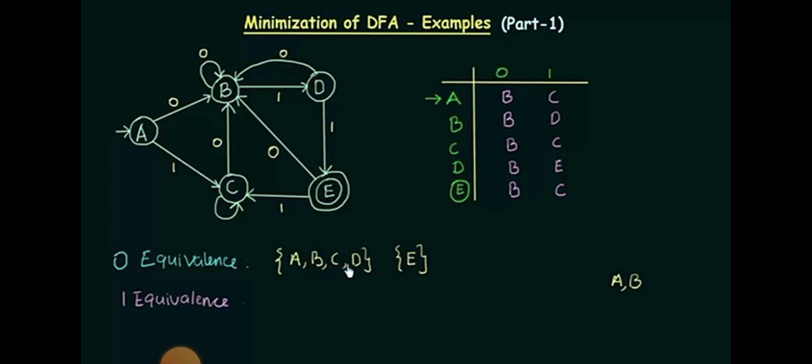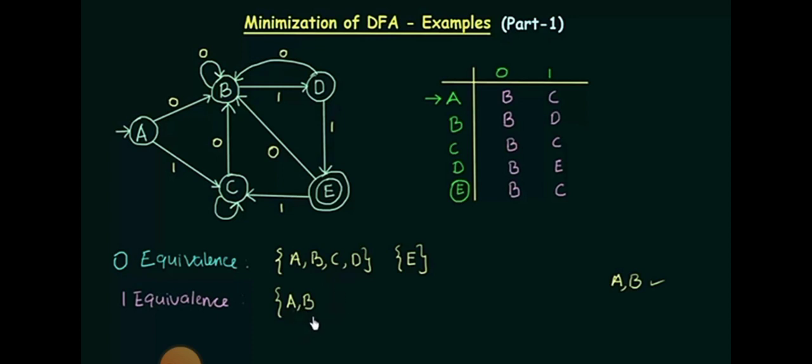Now let's compare with the zero equivalence. C and D are in the same set, so they are equivalent. Now let's come to one equivalence. We make another set. Let's bring down A and B because they are in the same set. So we check C and D against A or B.